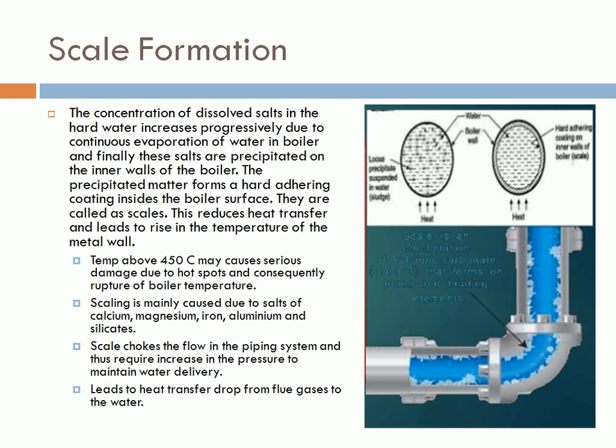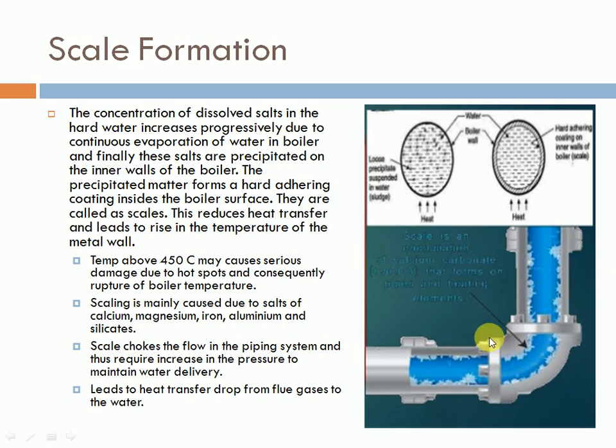The concentration of dissolved salts in the hard water increases progressively due to the continuous evaporation of the water in the boiler, and finally these salts are precipitated on the inner walls of the boiler, and this precipitated matter forms a hard adhering coating inside the boiler surface, and they are called scales. So this reduces the heat transfer and leads to a rise in the temperature of the metal wall. So these are the different parts of the boiler, right?